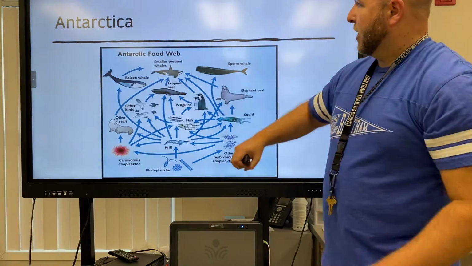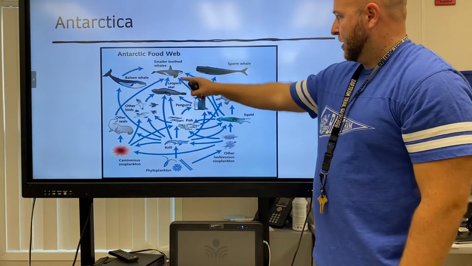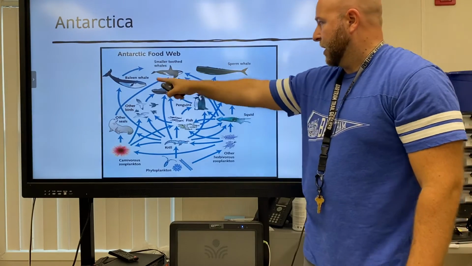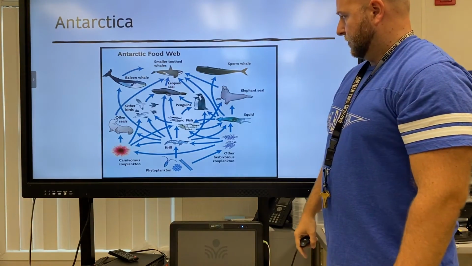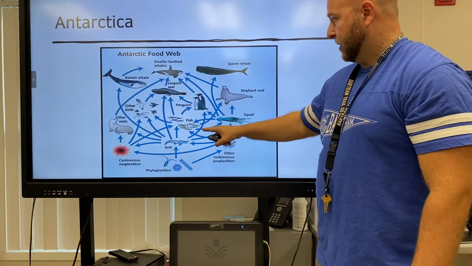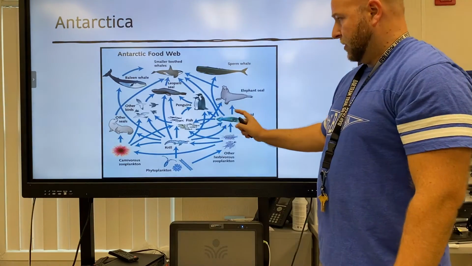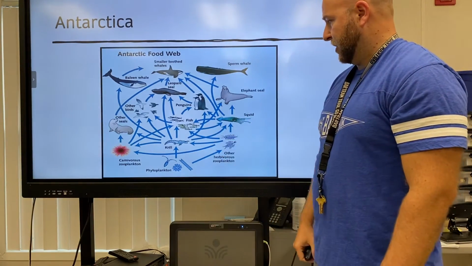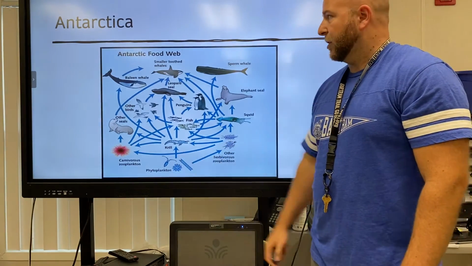An example of what an Antarctic food web might look like. Notice you've got some toothed whales here. You've got some baleen whales. Notice here we have our penguins, several other birds that are going to be a part of this as well. Squid, seals, fish, krill, and then all of it because of this phytoplankton.